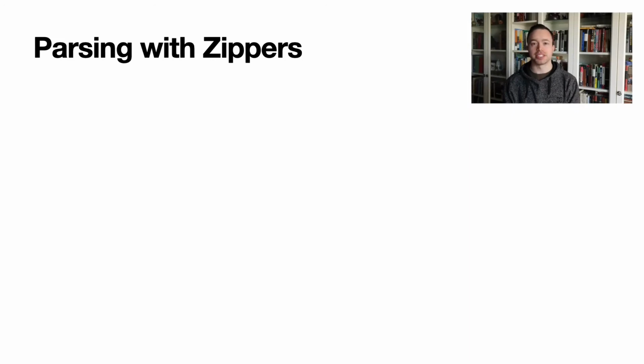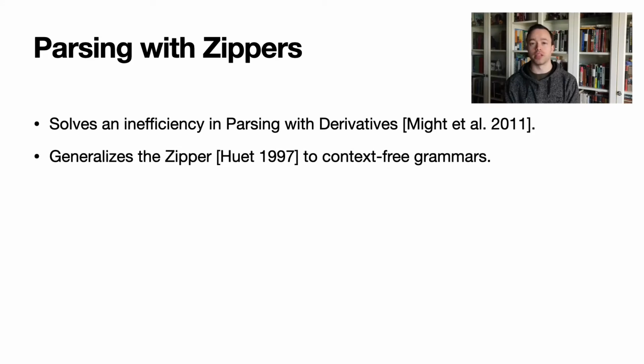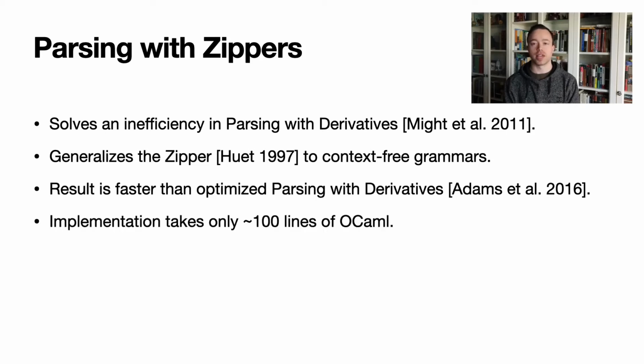Parsing with Zippers is an extension of the earlier work of Parsing with Derivatives, which we'll call PWD for short. We address an underlying inefficiency in PWD's algorithm by implementing a new, generalized form of the zipper and using it to manage derivations. Our resulting algorithm is significantly faster than the original PWD implementation, measurably faster than the optimized PWD implementation of Adams et al. 2015, and is only around 100 lines of OCaml code when fully implemented.